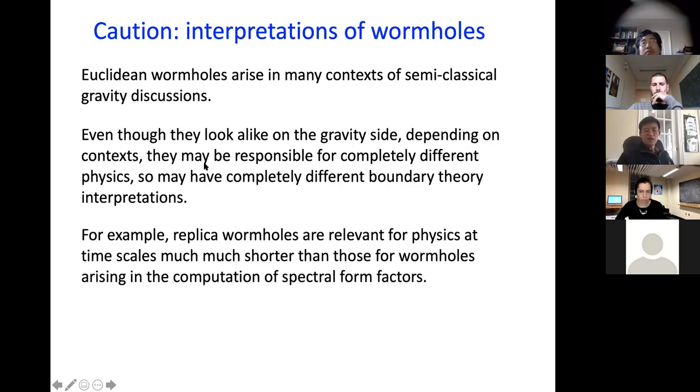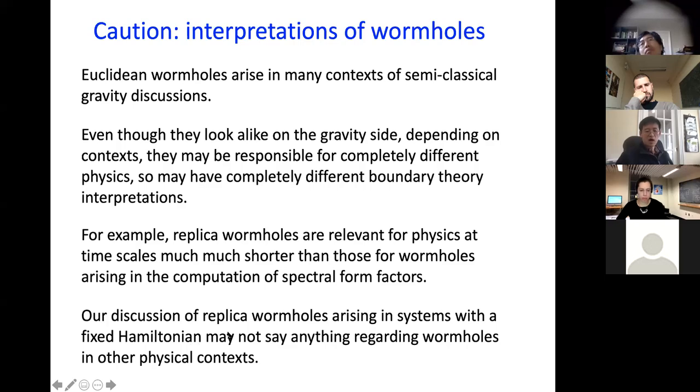For example, the replica wormholes for the Page curve are relevant for time scales much, much shorter than those of the wormholes used to calculate the spectral form factor in the paper by Saad, Shenker and Stanford. Those concern completely different time scales and completely different physics. It could well happen that one of them appears in a system with a fixed Hamiltonian, but the other requires ensemble average. So our replica wormholes, arising in systems with a fixed Hamiltonian, may not say anything regarding those wormholes in other physical contexts. I will stop here.